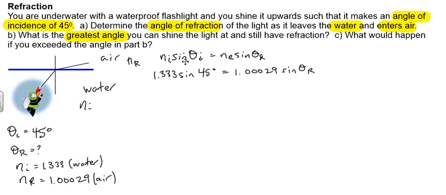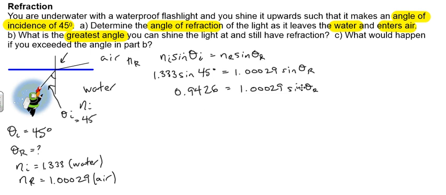That's theta r. So this angle right here, that is our theta i. That's 45 degrees. And we want to know that angle. Oops, sorry. This angle right here. So this angle should be bigger than 45. So let's see if this works out. So 1.333 times the sine of 45, you should be able to put that all in your calculator, and I get 0.9426 equals 1.00029 sine of theta r.